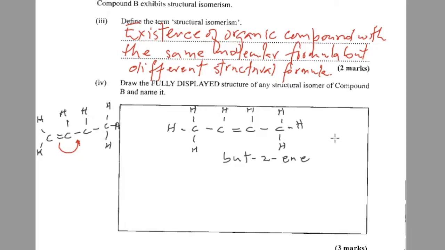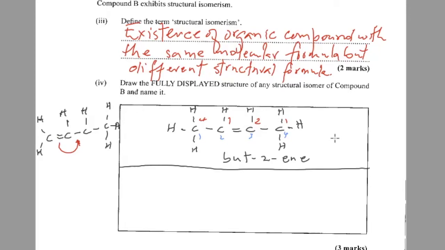Still four carbons, but the carbon-carbon double bond is on carbon 2. And whichever side we count from, it will be carbon number 2. We count from left to right, 1, 2, 3, 4. If we were to count from right to left, it would still be carbon 2. 1, 2, 3, 4. So that's one of the structural isomers of butene. And then the other one, I'm going to split this box so we can get the other one.